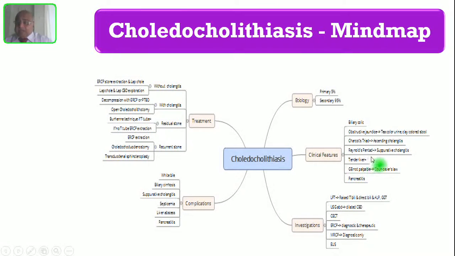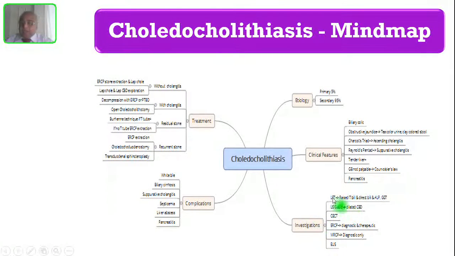There may be a tender liver, but the gallbladder is not palpable because of Courvoisier's law. In a jaundice patient, if the gallbladder is palpably enlarged, that is not due to gallstone, so the gallbladder is usually not palpable. If the stone is in the distal part of the CBD or in the common channel, the patient may have features of acute pancreatitis.